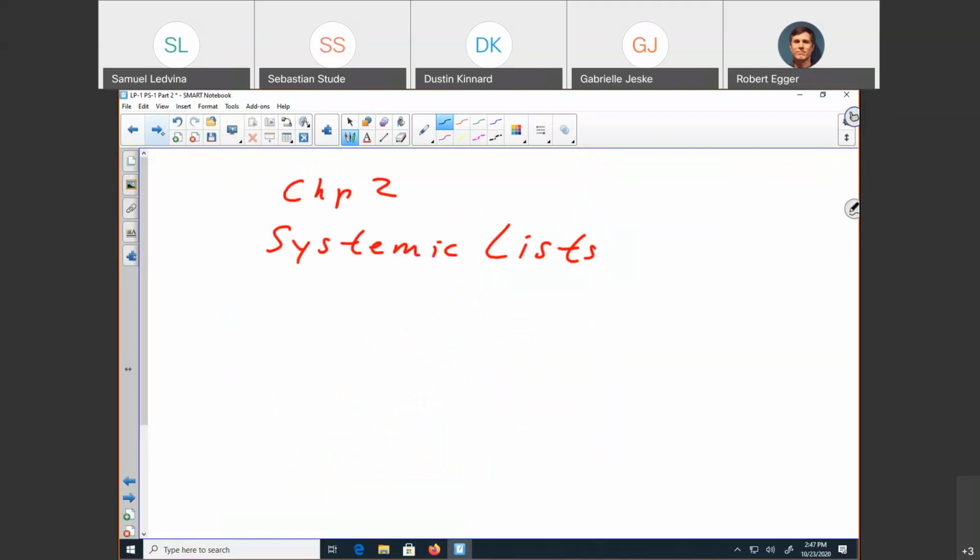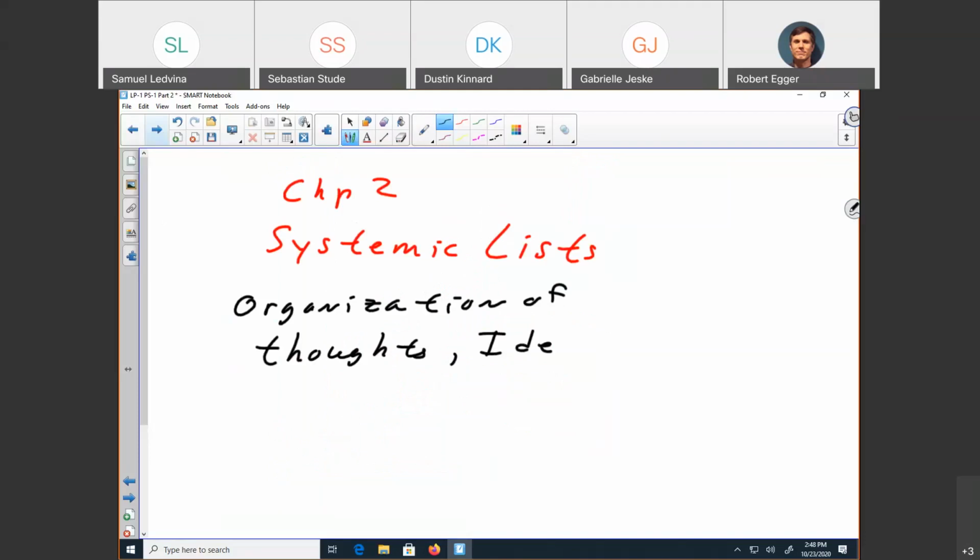Systemic list. I guess that's pretty good on that one then. Okay, so systemic list, it's just a systemic list. It's just an organization of thoughts, ideas, etc.